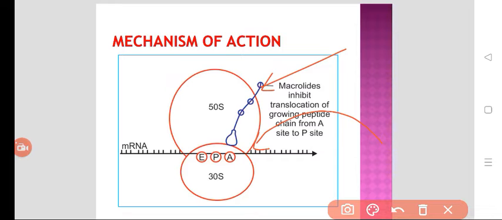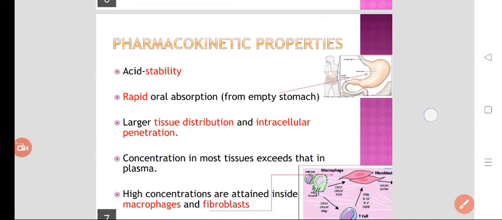There is normally a continuous translocation from the A site to the P site. The A site is the acceptor site, which accepts the new amino acid brought by the tRNA, transfer RNA. But when azithromycin binds to the 50S ribosomal subunit, it inhibits this translocation, and that's why it inhibits the growth of the peptide chain, or we can say that it inhibits bacterial protein synthesis.